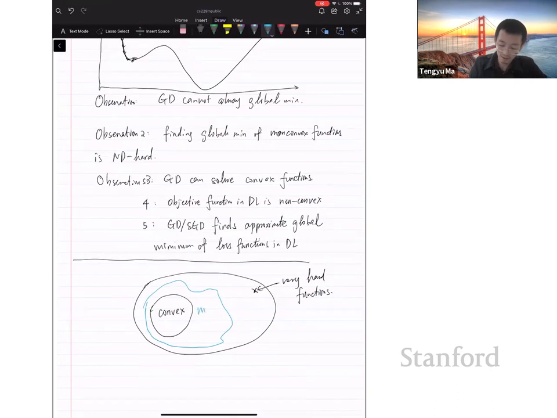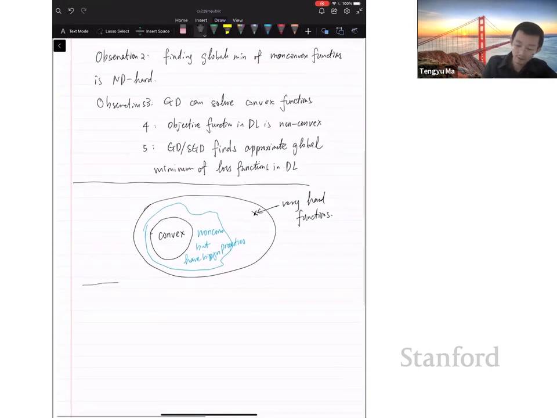So these are non-convex, but somewhat have benign properties. Some benign properties, and the task is to figure out what properties make them somewhat nice and easy to optimize.